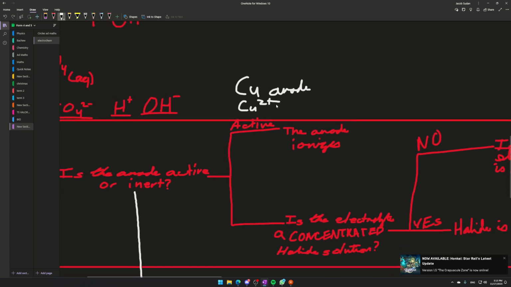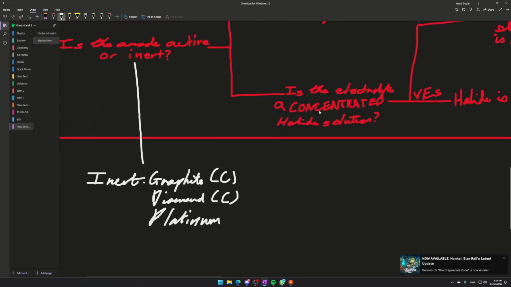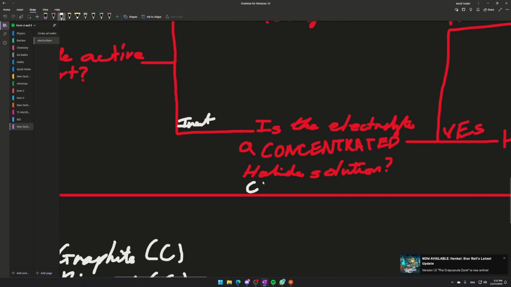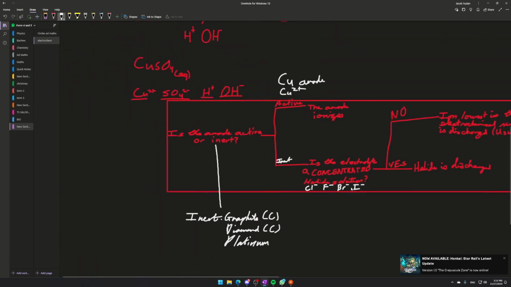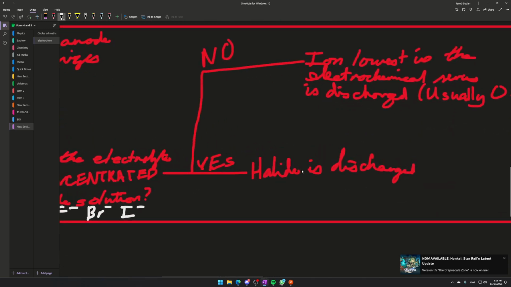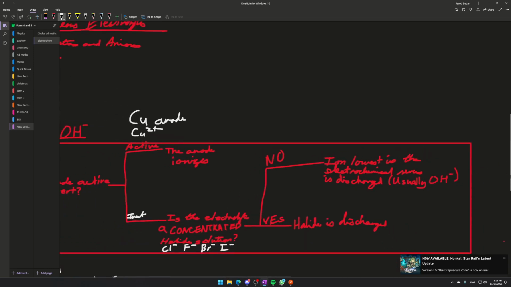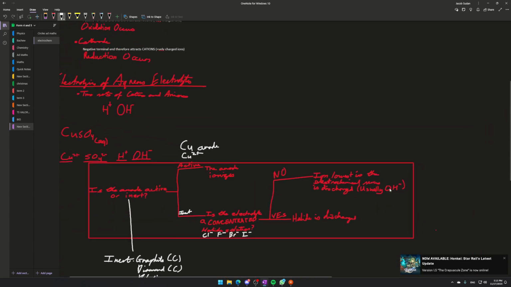Right? If I had to go over oxidation and reduction, I could do that. Don't worry. Now, if it's in it, then the next question could be asked: is the electrolyte a concentrated halide solution? Halide meaning is Cl minus, F minus, Br minus, or I minus present. If any of these are present, then the halide itself is discharged. But if it's not, the ion lower in the electrochemical series is discharged, which is usually OH minus, right?